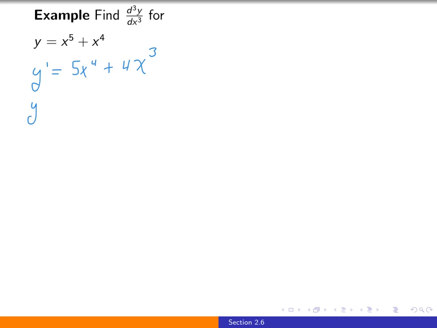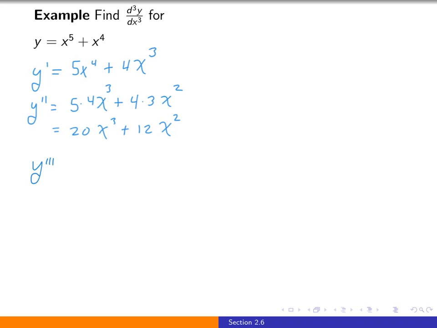The second derivative, playing that same game again, we have 5 multiplied by the derivative of x to the fourth. The 4 comes down, and the new power is 1 less, plus 4 times the derivative of x cubed. The 3 comes down, and the new power is 1 less. So this is 20x cubed plus 12x squared. And now we play the same game one more time.